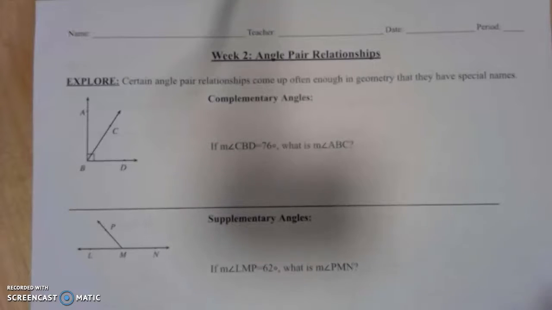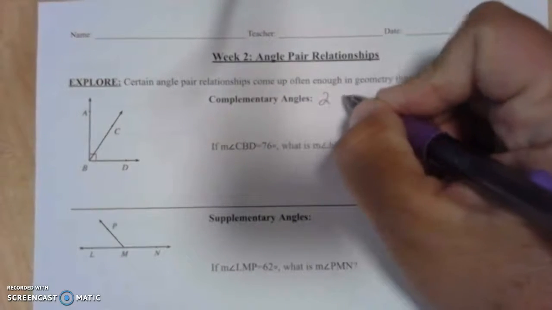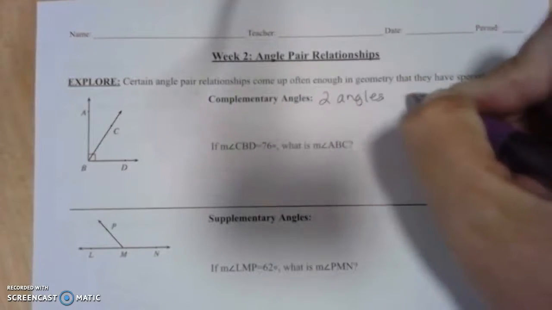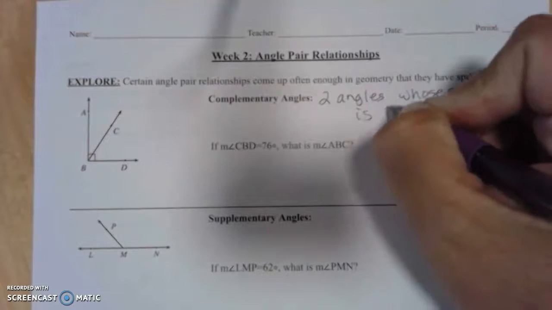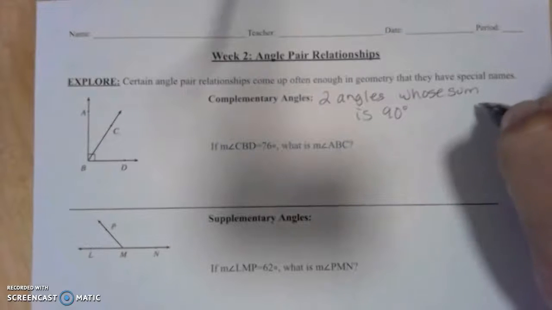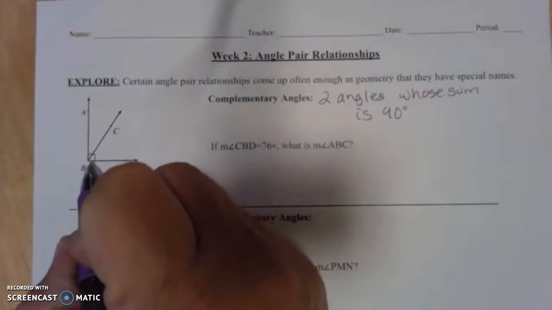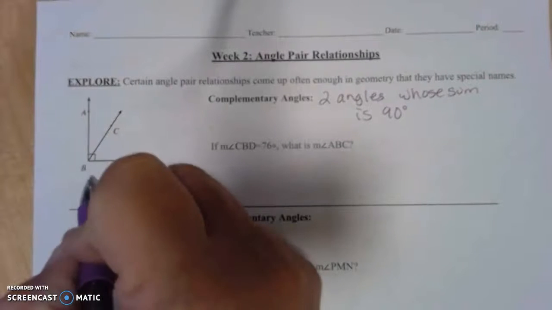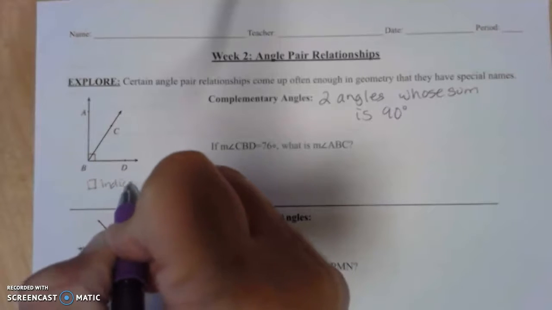The first thing is what are complementary angles, and they are two angles whose sum is 90 degrees. So that means they're going to add together to make 90 degrees. So remember this little symbol right here, the little box, that little box indicates 90 degrees.